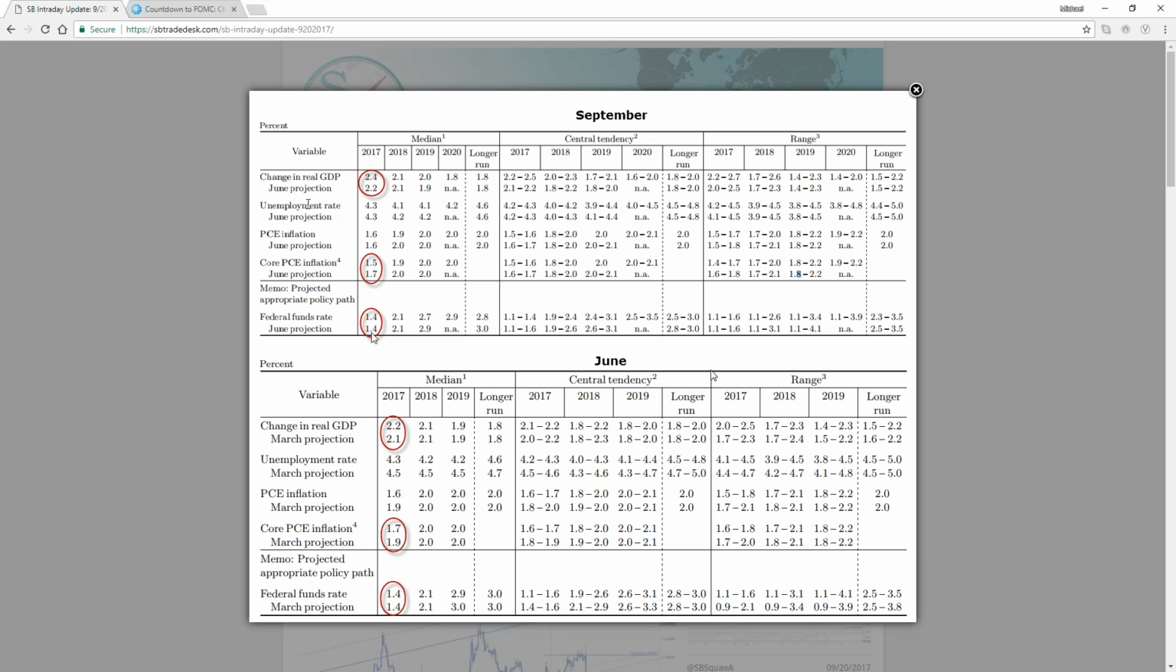Even if you look at the Fed June projections and even from back in March, okay, they were at 1.4% for where interest rates would be into the close of 2017, and that remains still. So that would suggest we still need one more hike this year.